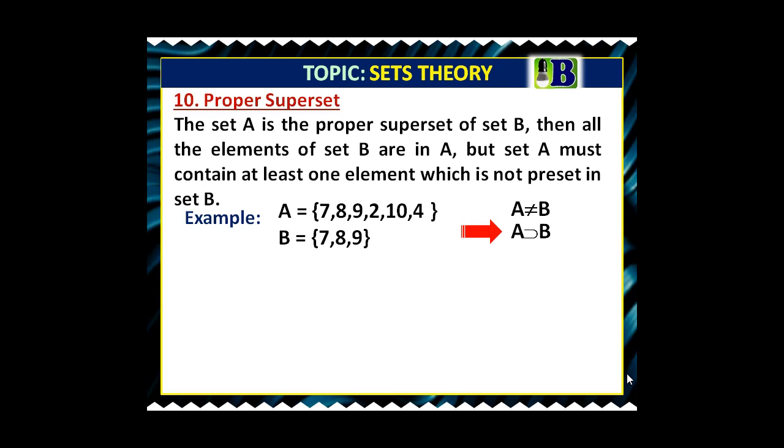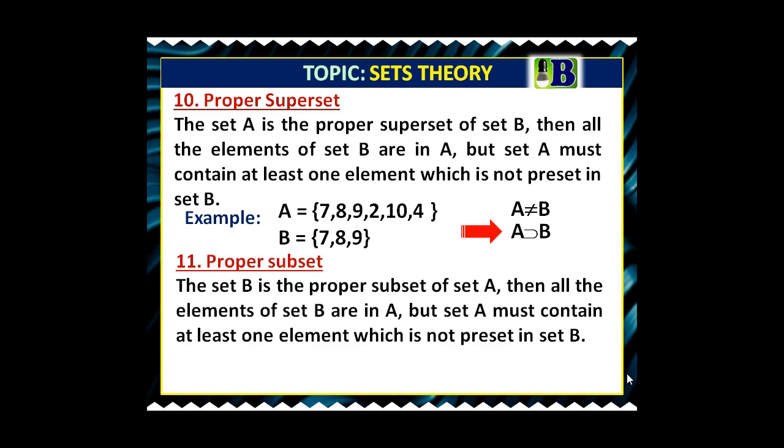The first one you saw there, which is A is not equal to B, is trying to tell you that A is not equivalent to B. That is to say, it must not be the same. There are some elements in A which must not be found in B. That is the essence of that not equal to. Then the next one is the proper subset. The set B is the proper subset of set A. All the elements of set B are in set A, but set A must contain at least one element which is not present in set B. Just like what I explained before, there are some elements in set A which are not found in set B.